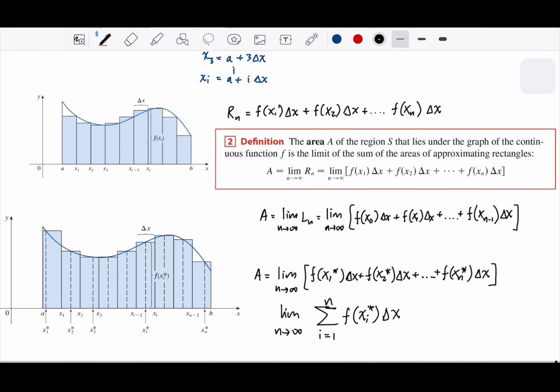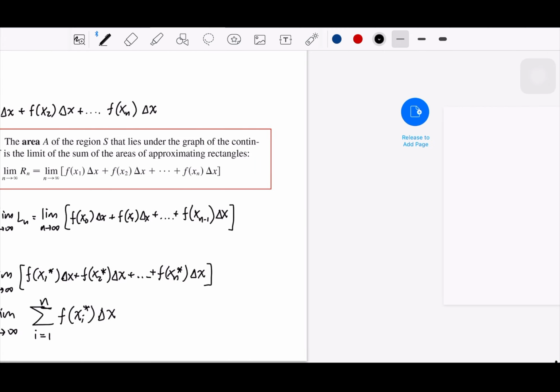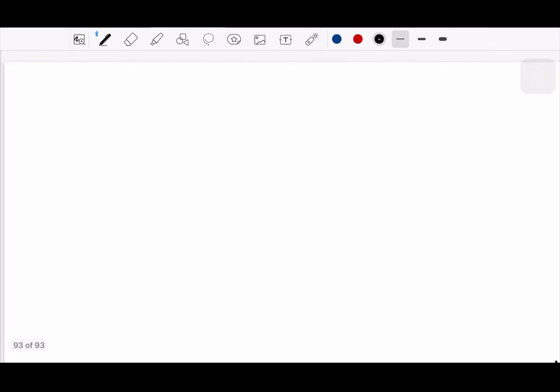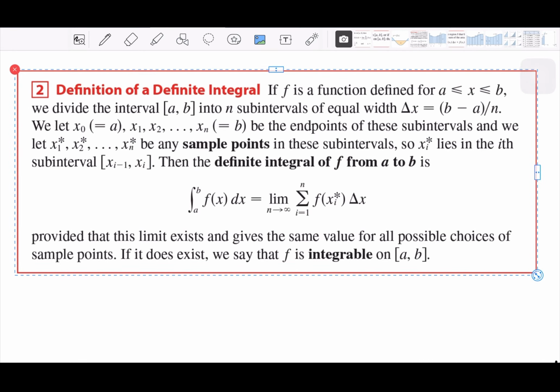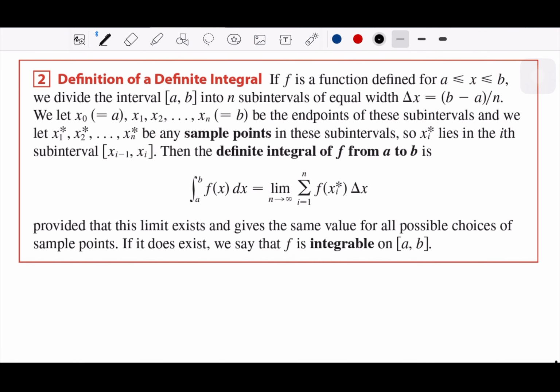Okay, now let's take a look at the official definition of the integral. Okay, this is the definition of the definite integral. It's quite long, but I believe the most important part is the middle one. Okay? The middle one.